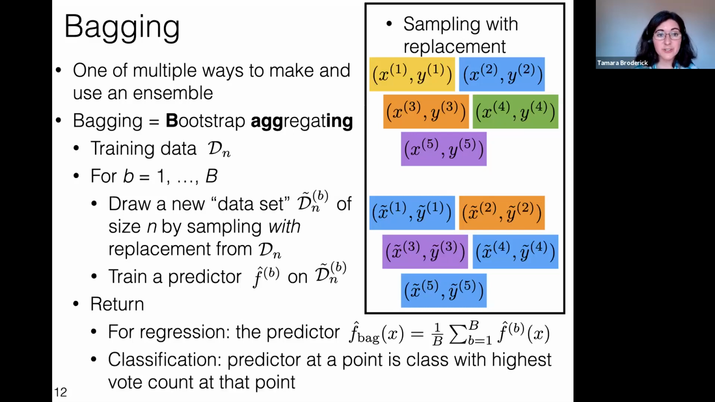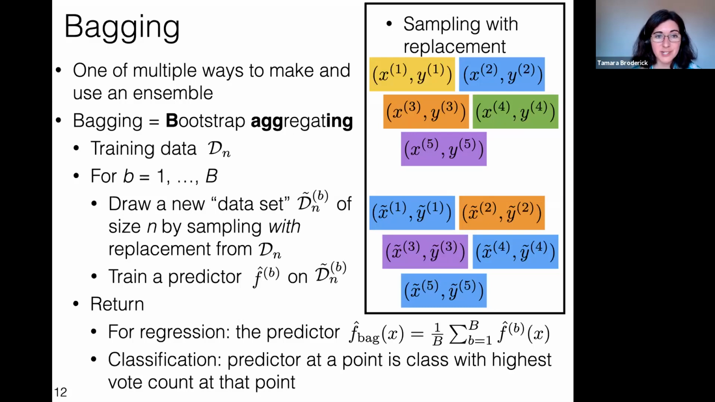For classification, you can do something similar. You can take the predictor at a point as being the class with the highest vote count with some way to deal with ties. But basically, at every point, for every one of your B classifiers, capital B classifiers, you're going to have some classification. It's going to say what class it thinks it is. And so you can do a voting across them and say, which one's getting the most votes.